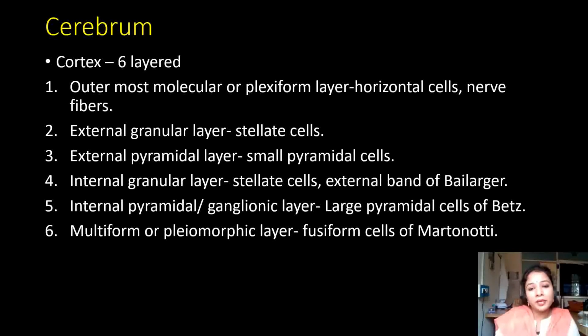Then the internal pyramidal or ganglionic layer, with large pyramidal cells of Betz, and this layer also consists of a band of white matter within it, which is called the internal band of Baillarger. And the last layer is the multiform or pleomorphic layer, where we find different varieties of cells.